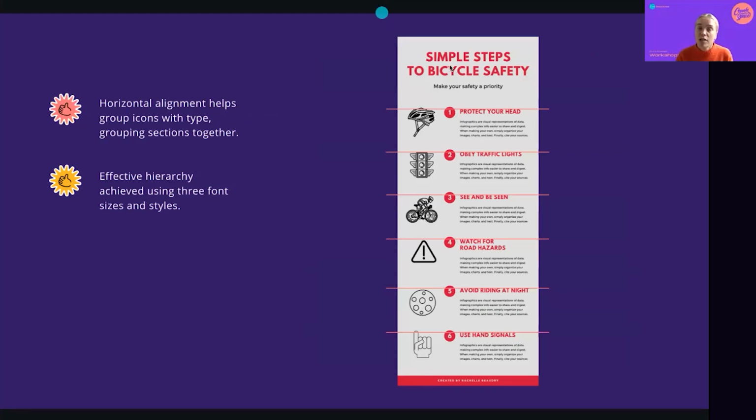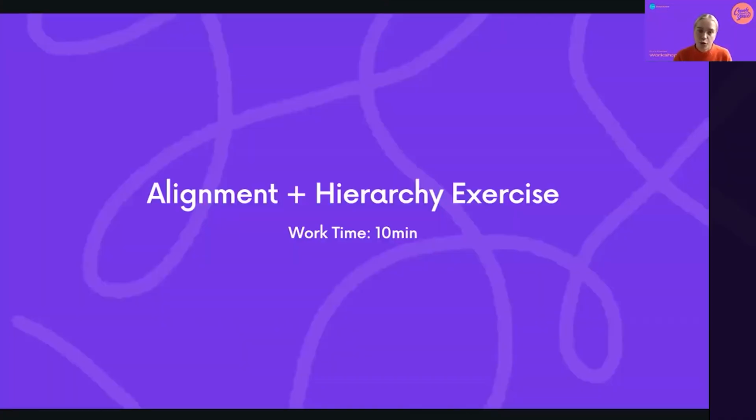And then in this third design, the horizontal alignment helps to group the icons and type in sections, making it super clear to follow the steps. They've kept the design to 3 font sizes and only 2 colors for maximum impact. This brings us to an exercise that we'll be doing today to help understand this even more. The first one is all about alignment and hierarchy.